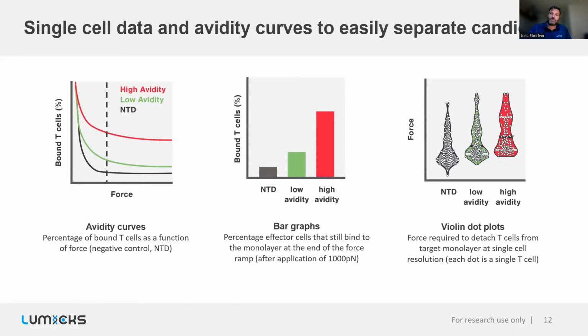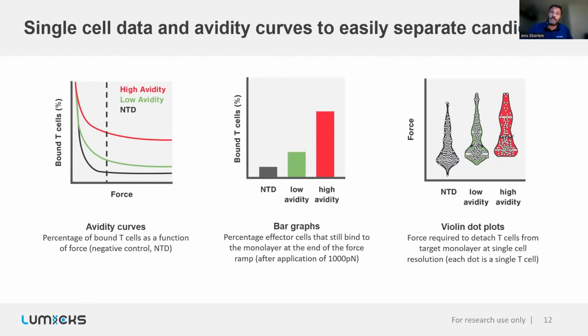And so we always want to have, ideally, a negative control, either an untransduced sample that is not recognizing your target cell line, or a target cell line that doesn't express the antigen. In black is the typical curve of a negative, untransduced effector. And as the avidity increases, you can see it's shifting up, right? A low avidity sample is shown here in green, and the high avidity in red.